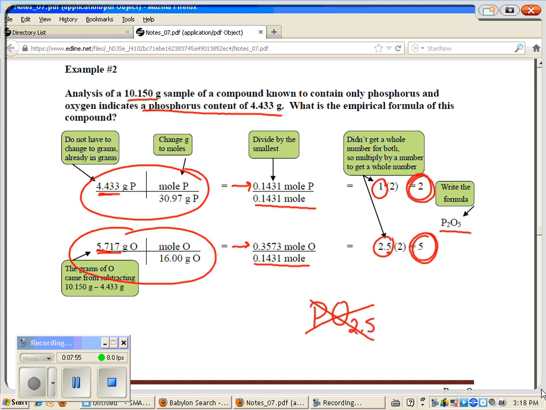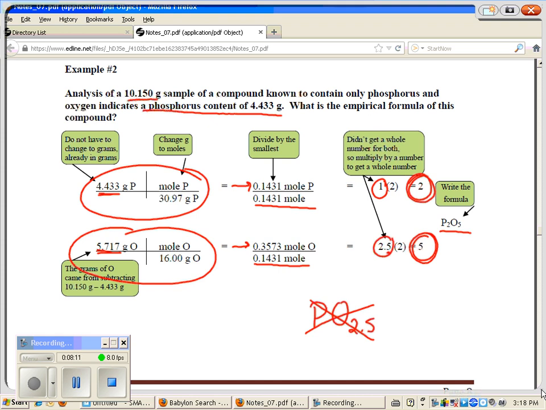So, for example, say I got a fraction of 0.25. I would multiply that by 4. If I got 0.33, that's the same thing as a third, I would multiply by 3. 0.5, of course, is a half, so I multiply that by 2.